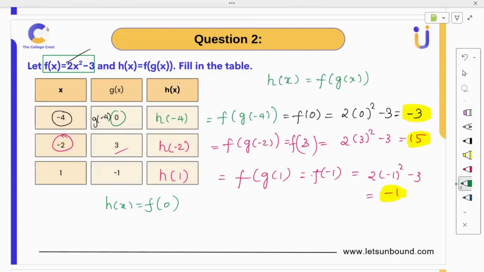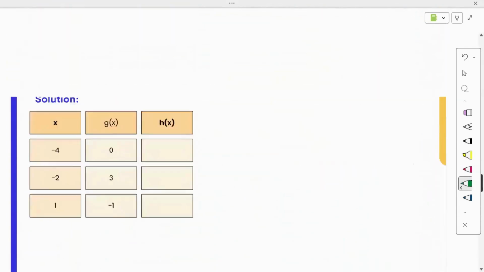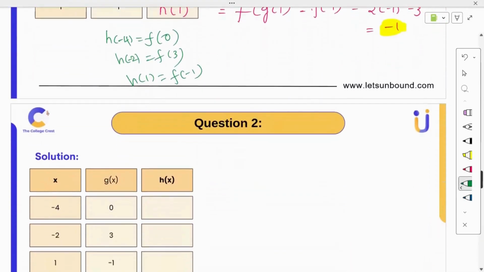And f of x values. h of x is f of g of x. So if you want h of negative 4, it's f of 0. h of negative 2, it's f of 3. h of 1, it's f of negative 1. Directly also you can imply that. Okay, so that's it. Question number 2: it's negative 3, 15, and negative 1.